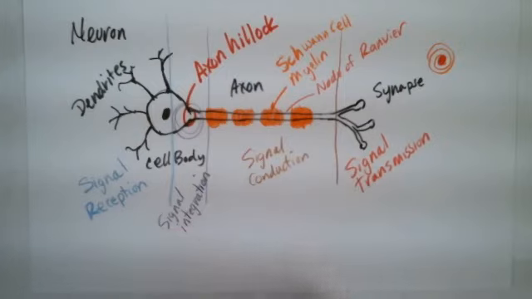This is everything on a neuron that you're going to need to know. You definitely need to make sure that you still look at your book and read through your textbook. That's it.